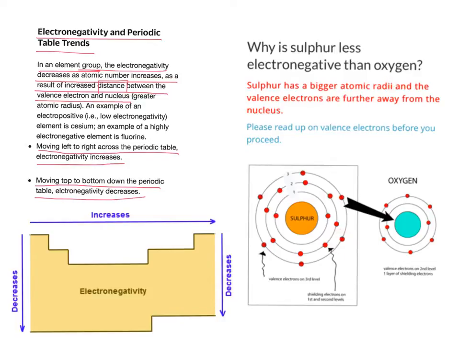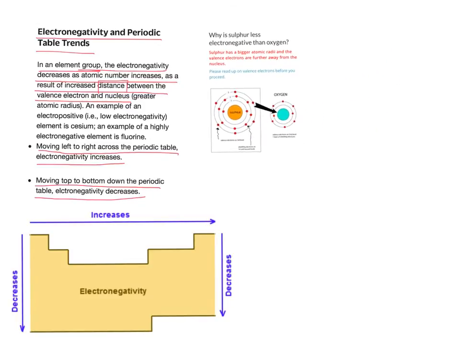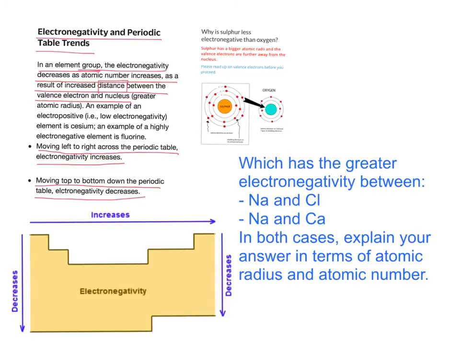Now for questions for you to answer on your own. I'm going to give you 2 pairs of atoms, and you tell me which one has the greater electronegativity and why. So in your journals, we have these 2 examples that we need to explain. Which has the greater electronegativity between sodium and chlorine? And then tell me which has the greater electronegativity between sodium and calcium. And in both cases, explain your answer in terms of atomic radius and atomic number. So don't forget to include that in your explanation. Go ahead and pause the video, put that into your journal on the right side of your Cornell notes, and then when you're ready, move on to the next step.